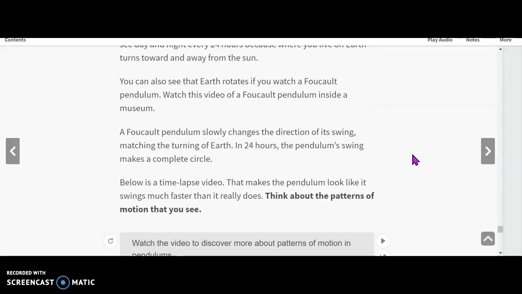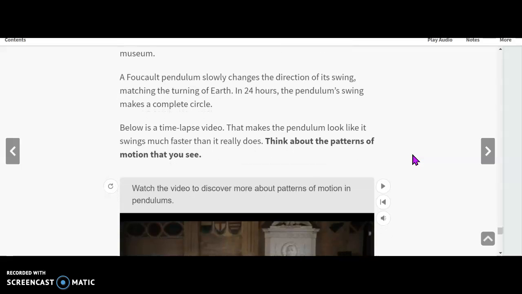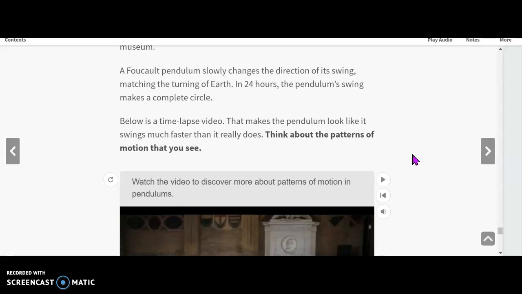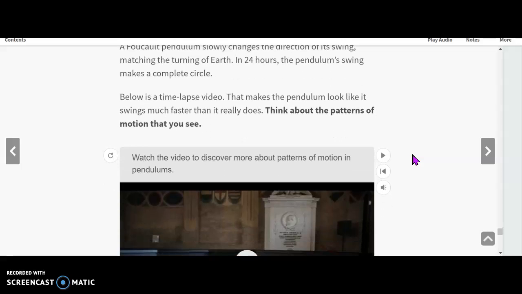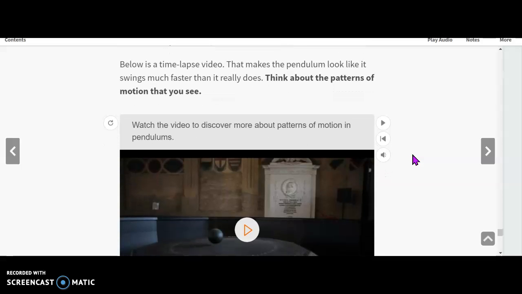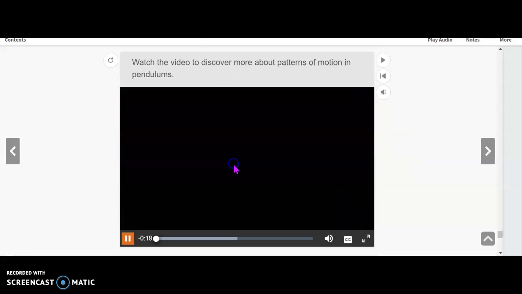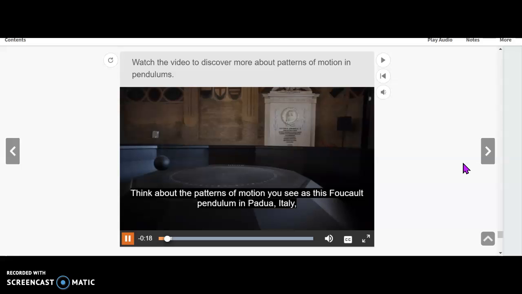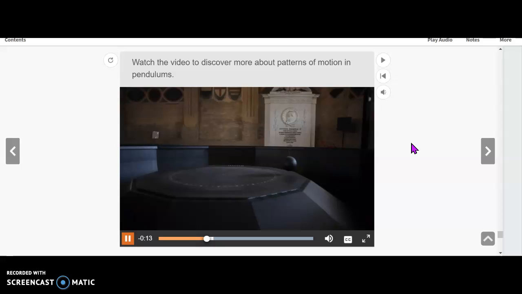You can also see that Earth rotates if you watch a Foucault pendulum. Watch this video of the Foucault pendulum inside a museum. A pendulum slowly changes the direction of its swing, matching the turning of Earth. In 24 hours, the pendulum swing makes a complete circle. Here's a time-lapse video. Remember, that speeds it up. It makes it look like it's spinning faster than it really is. Here we go. Notice how it's swinging a lot faster than it actually is. They sped this up.